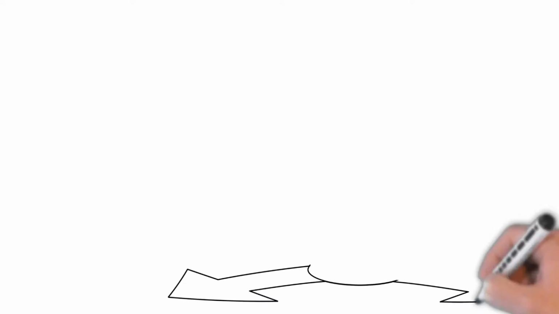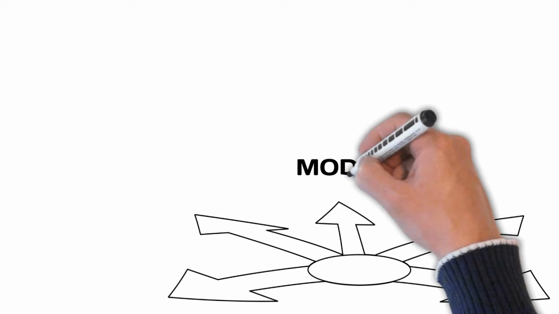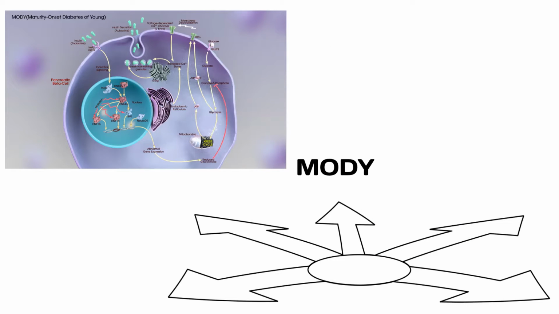Maturity onset diabetes of the young, which is inherited genetically, is a rare form of the disease. It happens due to a mutation of a single gene. There is a 50% possibility of inheritance to offspring.